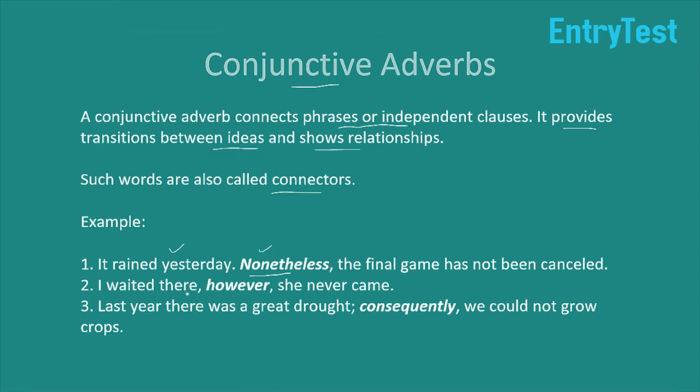I waited there, however, she never came. So however is again the conjunctive adverb here. And the third one, last year there was a great drought. Consequently, we could not grow crops. So consequently again links this idea that since last year there was a drought, hence this year we could not grow any of the crops. So consequently is my conjunctive adverb.